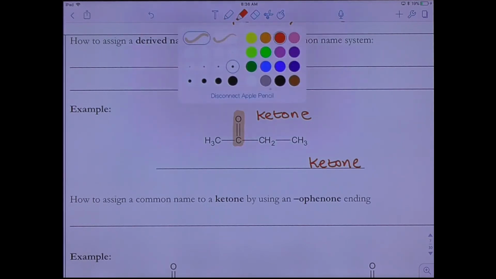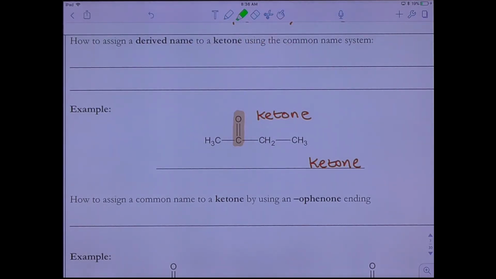And then, just like true common name, you say what carbon groups are attached. And you put them in alphabetical order. So that's ethyl methyl ketone.